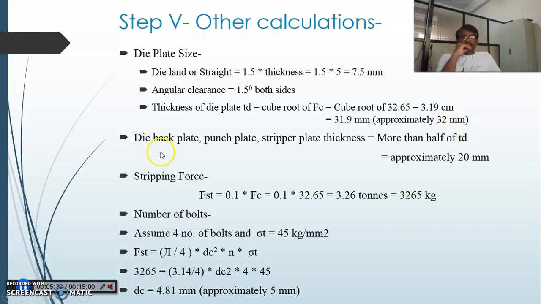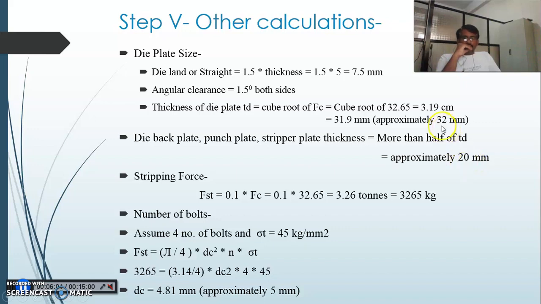Then the die back plate, punch plate, and stripper plate. All these three plates again need to be calculated for their thicknesses, and by thumb rule we can say their thickness value should be more than half of TD. So TD is 32, so half of TD is 16, and more than that, we can take the value as 20 mm.